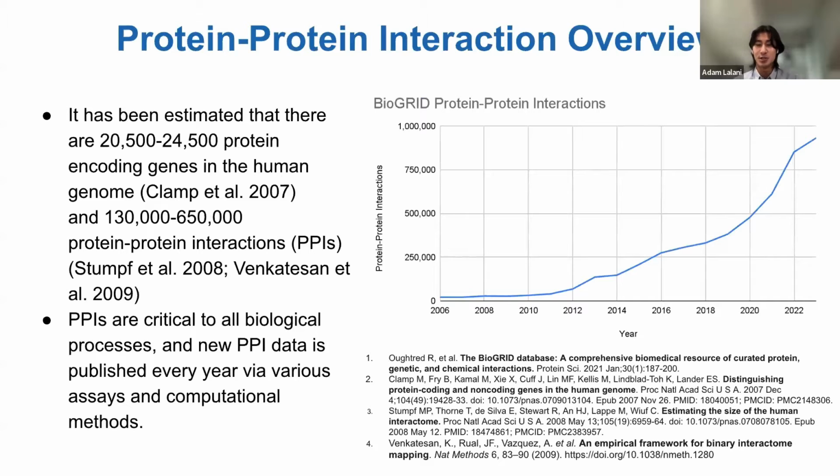It has been estimated that there are between 20 to 25,000 protein-encoding genes in the human genome. And these proteins give rise to between 130 to 650,000 protein-protein interactions, or PPIs for short. PPIs are critical to all biological processes, and new PPI data is published every year via various assays and computational methods. In the chart on the right, we can see the growth in the number of PPIs in the Biogrid database over time.